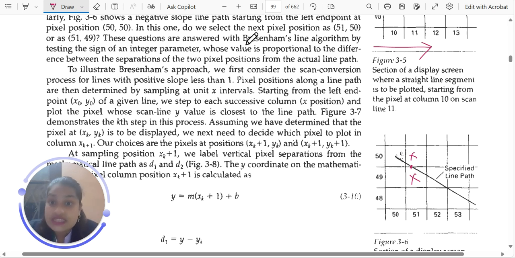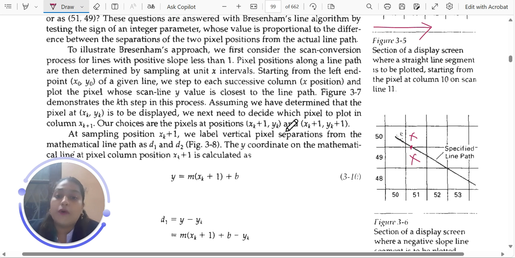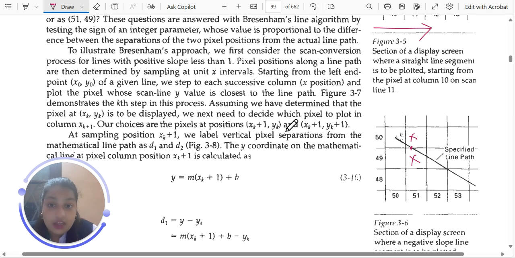These questions can be answered with Bresenham's line algorithm by testing the sign of an integer parameter whose value is proportional to the difference between the separations of the 2 pixel positions from the actual line path. To illustrate Bresenham's approach, we consider the scan conversion process for lines with positive slopes less than 1. Pixel positions along a line path are determined by sampling at unit x intervals.